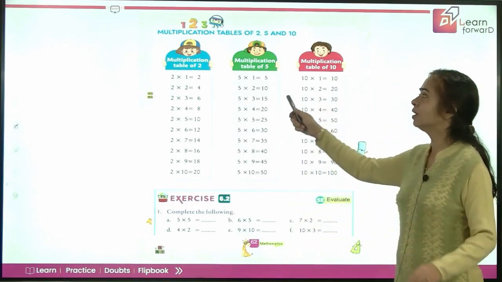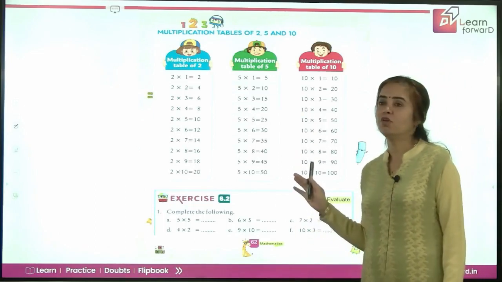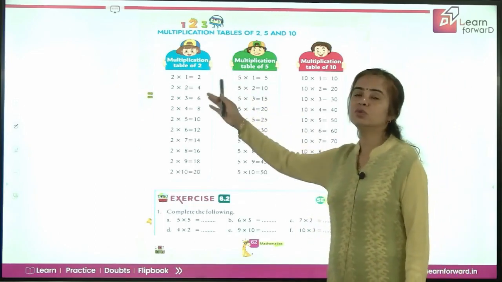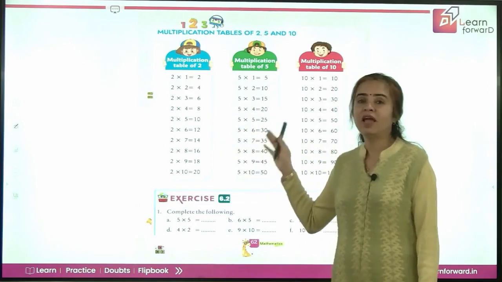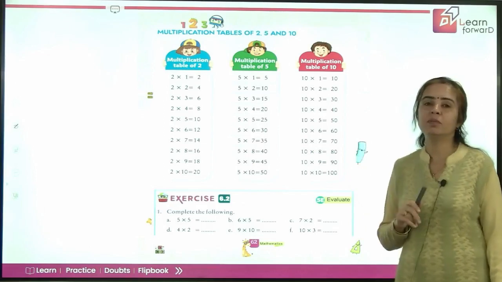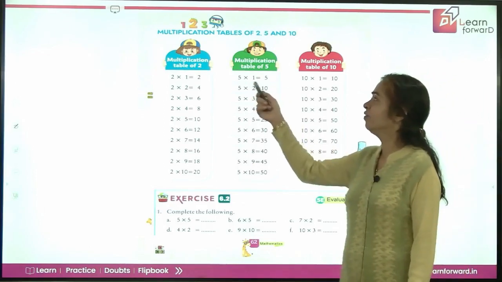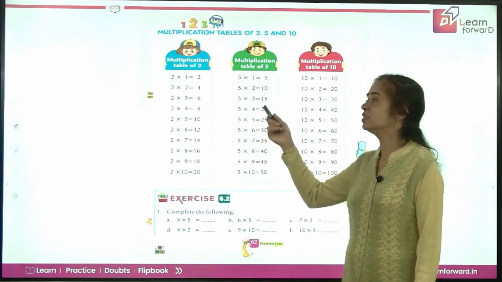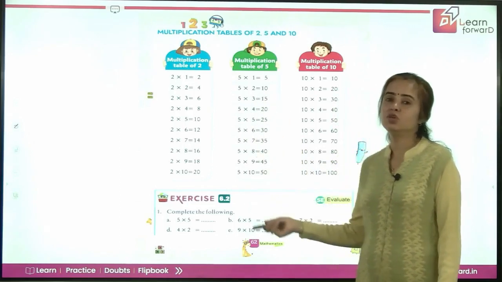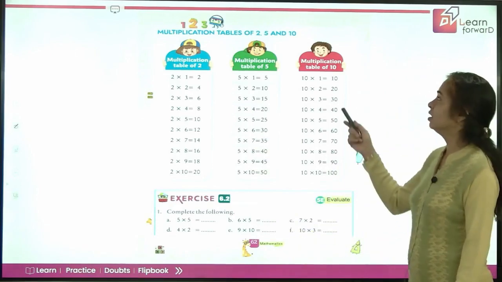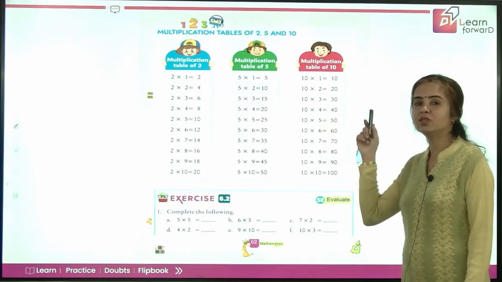Similarly, we have the multiplication table of 5. We have the multiplication table of all the numbers. After 2, you learn 3, 4, then you have 5. And here we have given you multiplication table of 10 also. So 5 times 1 is 5, 5 times 2 is 10, 5 times 3 is 15, 5 times 4 is 20. Like this you will be saying this table. And similarly for 10, 10 times 1 is 10, 10 times 2 is 20, 10 times 3 is 30.